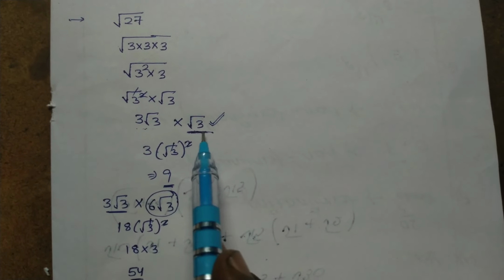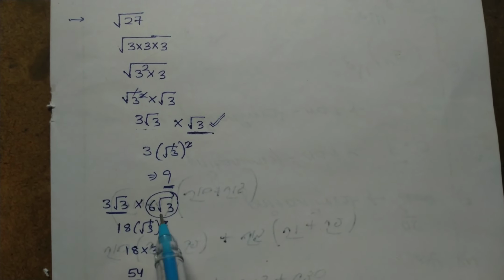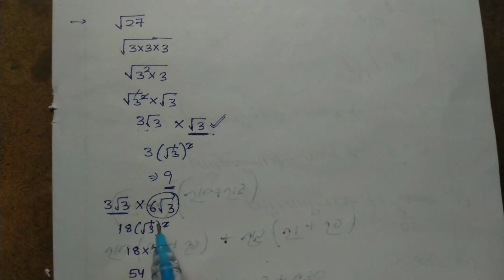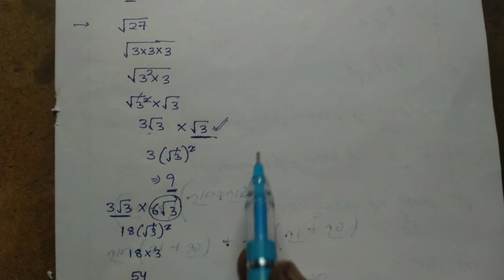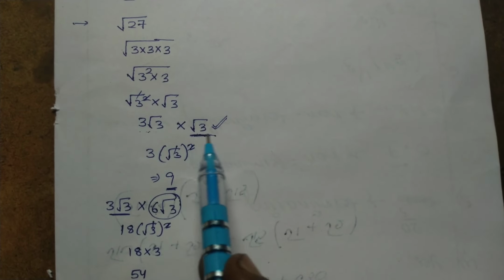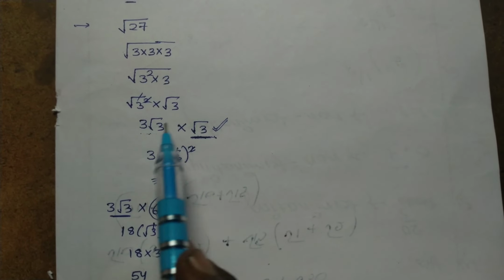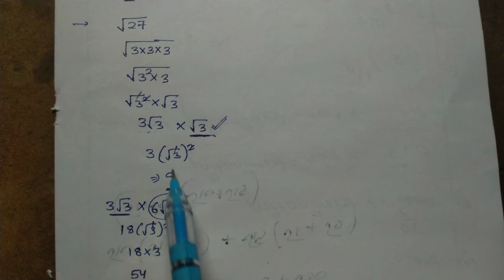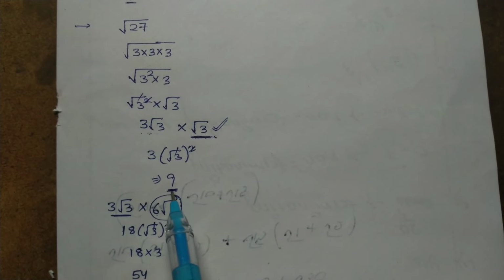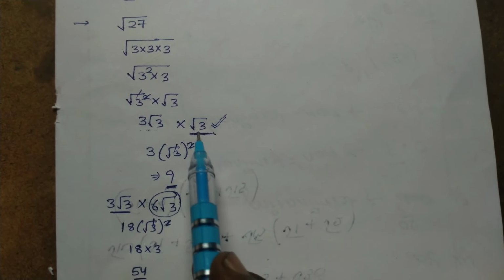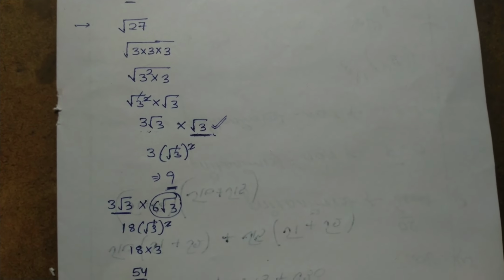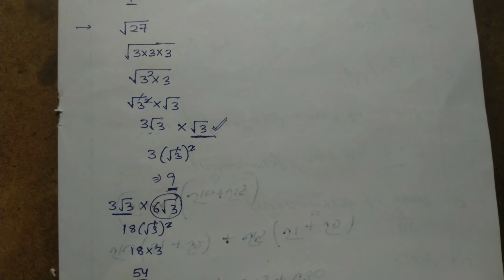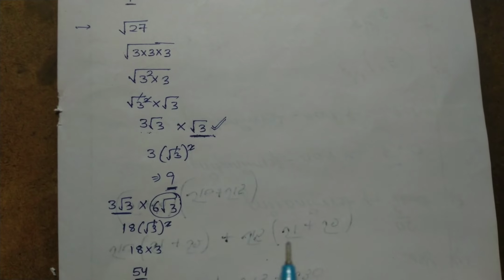If you are multiplying with root 3 also you will get. If you are multiplying with 6 root 3 also you will get. If you are multiplying with 7 root 3 also you will get. So any rationalizing factor, if you are multiplying with any surd, if you are getting 9 or any rational number, then that particular number which you have taken is called the rationalizing factor. Are you able to understand? Okay, is that clear?